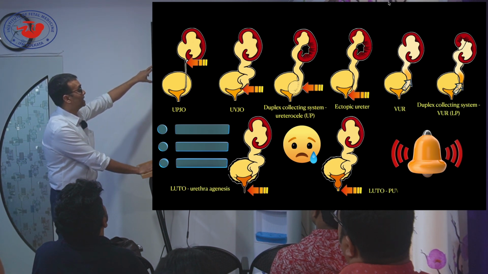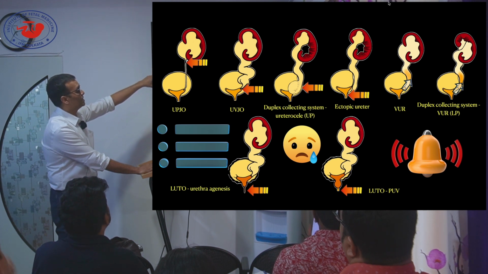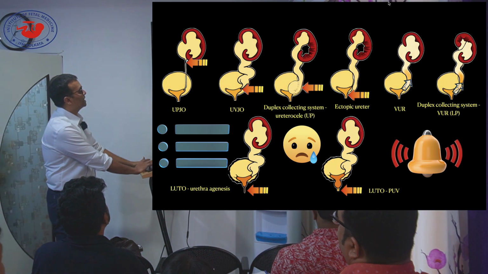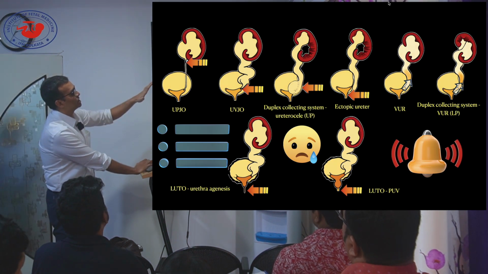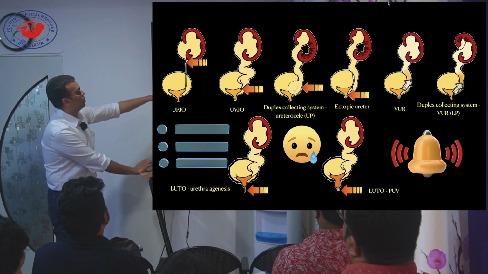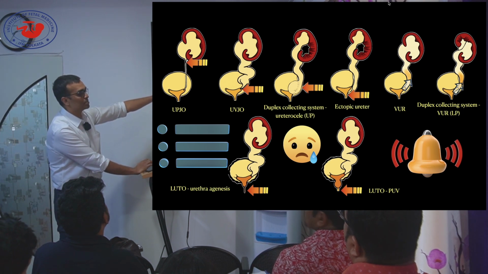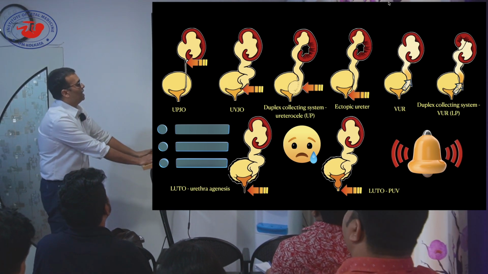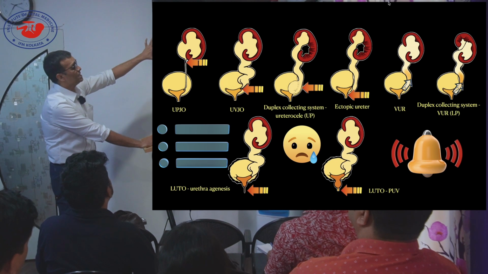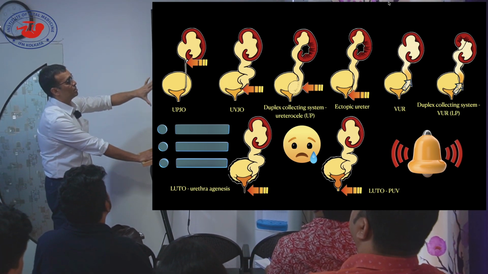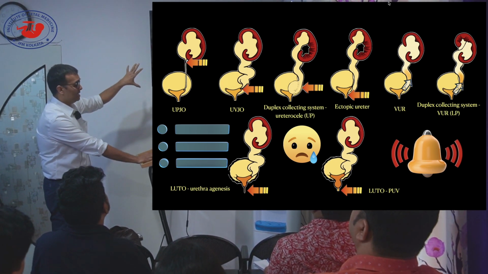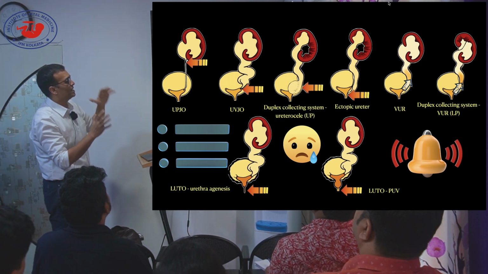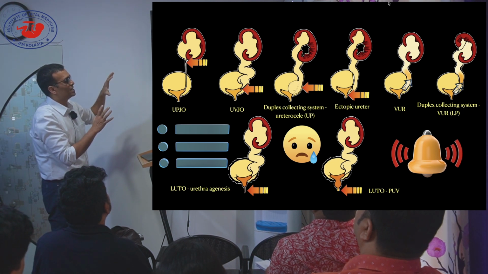The first one is at the level of the pelvi-ureteric junction, the second one is at the level of the vesico-ureteric junction, then there is a duplex collecting system, then ectopic ureter, vesico-ureteric reflux, and then there are these two lower urinary tract obstructions. One is because of urethral agenesis and the other is because of posterior urethral valve. Now I will discuss all these conditions later in my presentation, but the idea is that you should be acquainted that whenever there is obstruction at various levels, the common denominator is dilatation of the collecting system.